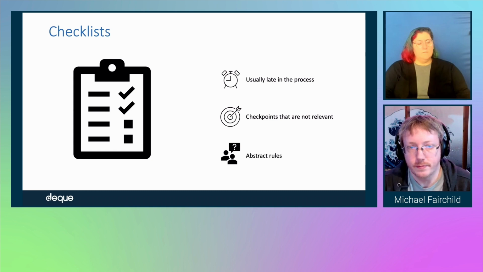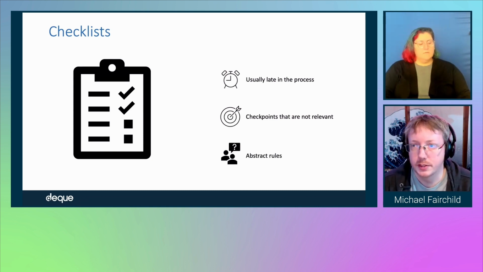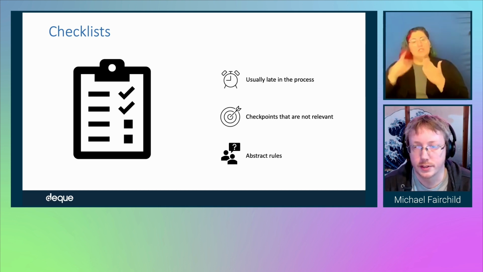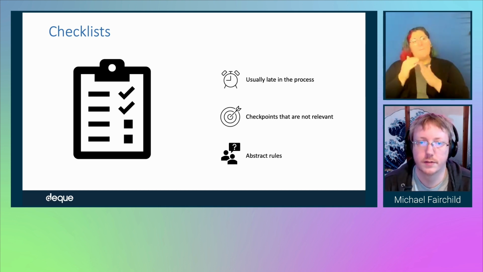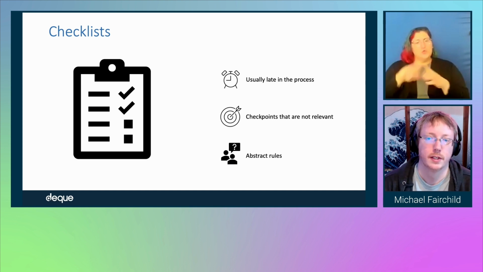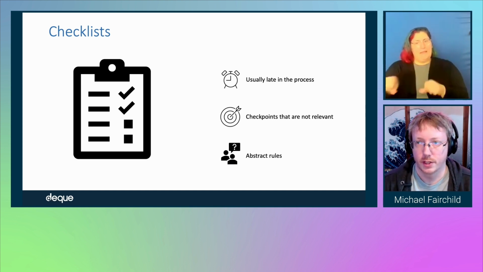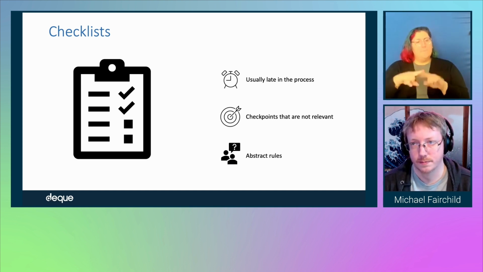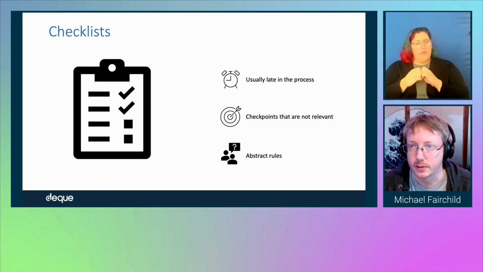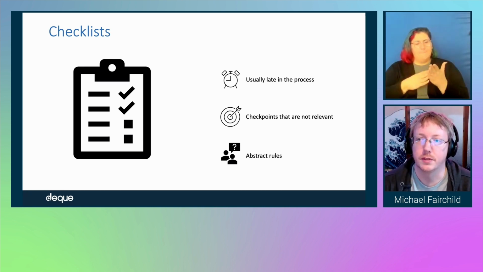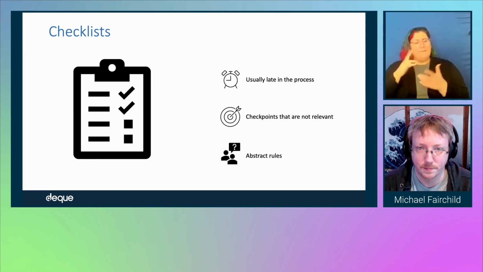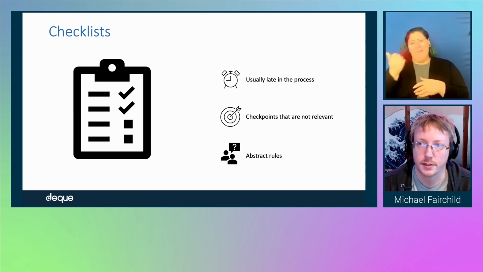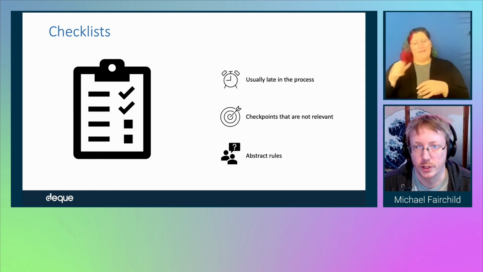So checklists is a very common approach to trying to integrate accessibility further left in the development process. But it does come with some negatives, some things that make it difficult, maybe not optimal. And it definitely wasn't optimal for the client in their situation.